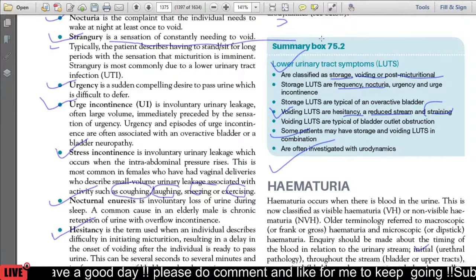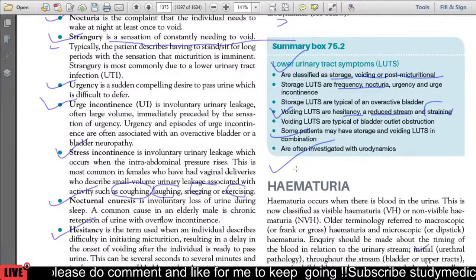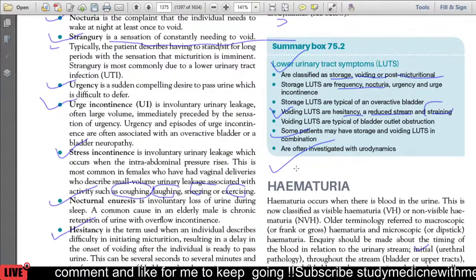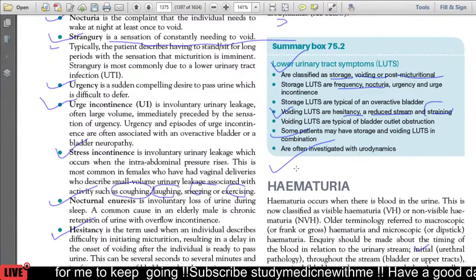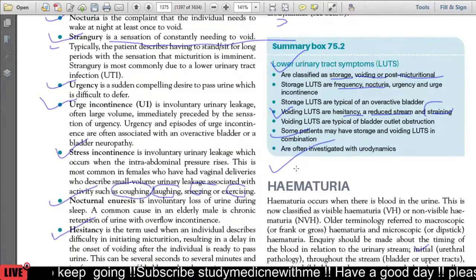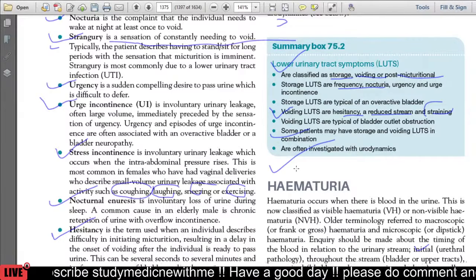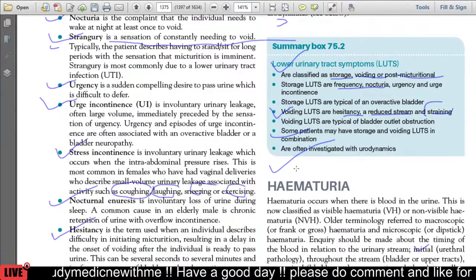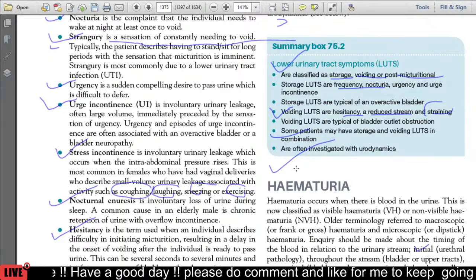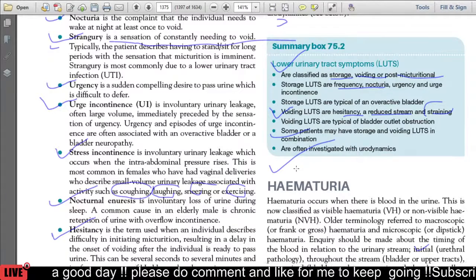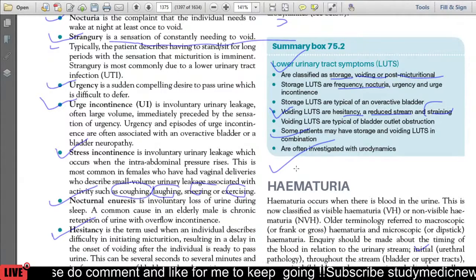Frequency, nocturia, urgency, and urgency incontinence are seen in case of storage LUTS. In case of voiding LUTS, there is straining, obviously, and there is also dribbling of the urine.